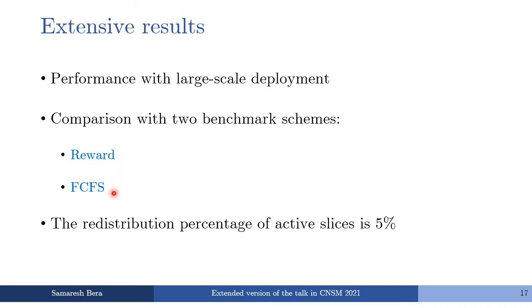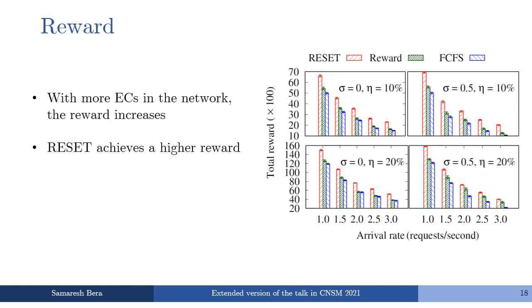And in case of FCFS, as the name suggests, first come first serve. So the requests are served based on their arrival to the network. And for all these schemes, the proposed scheme reset, reward and FCFS, we consider the redistribution percentage of active slices as 5%. So that means 5% active slices are considered for potential redistribution.